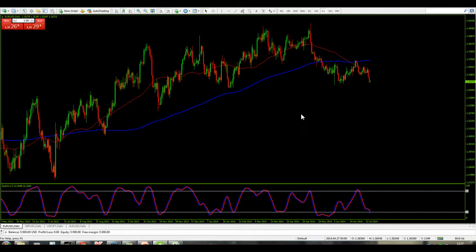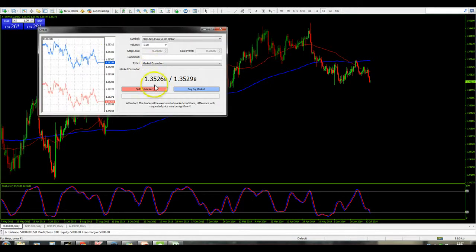Okay, little explanation. So when I talk pips, we're talking one movement on the 4th decimal place. I know it might sound a little bit complicated, but if we open up a new order window, you can see how it's priced here. 1.3526 and then the very small 8 number. The 8 is a fraction of a fraction, okay? So we only count 4 decimal places here. And this one right here, the 4th decimal, that's 1 pip. Okay.